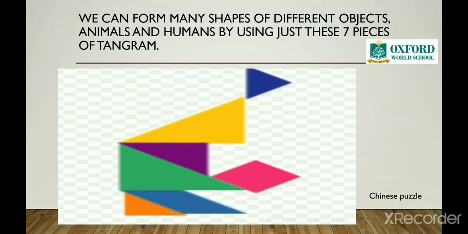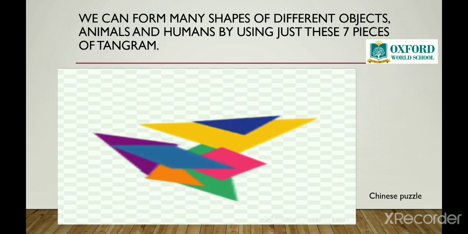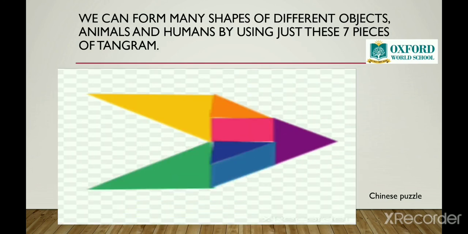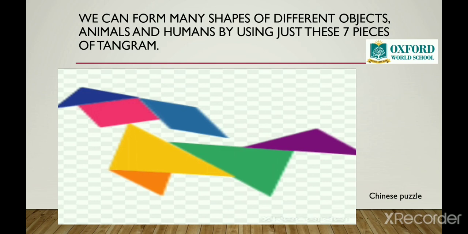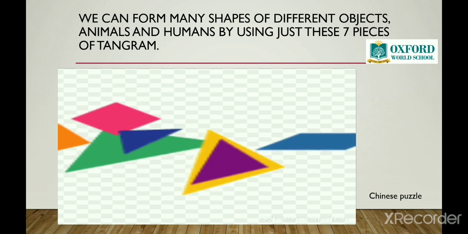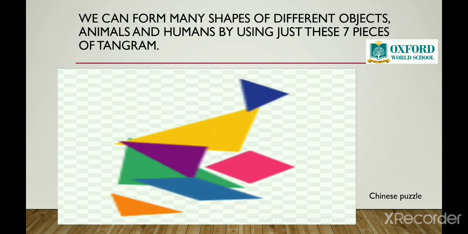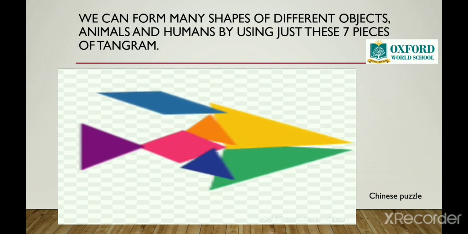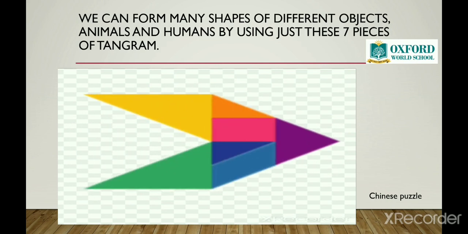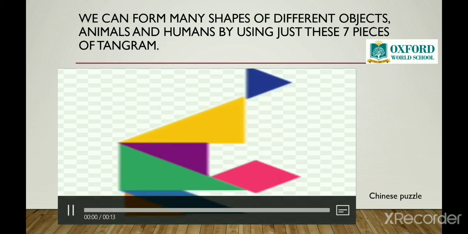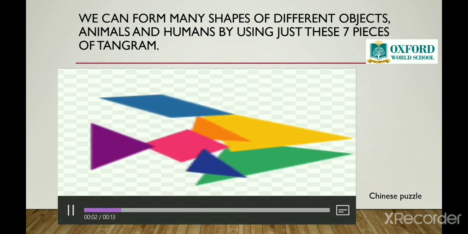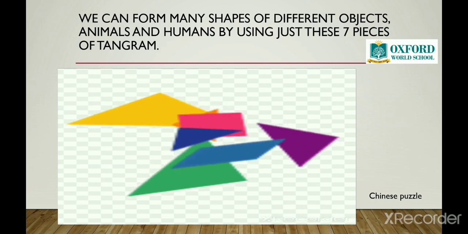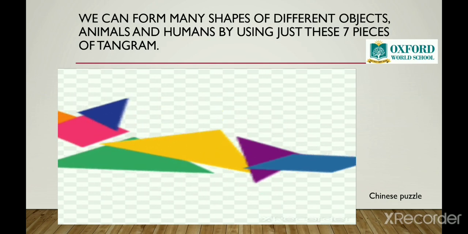Now here is something interesting for you. Can you see all these pieces getting arranged and forming different shapes? So we can form many shapes of different objects. We can form animals also. We can form a human by just using these 7 pieces of tangram.